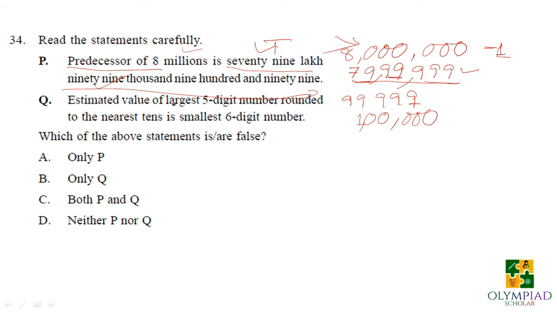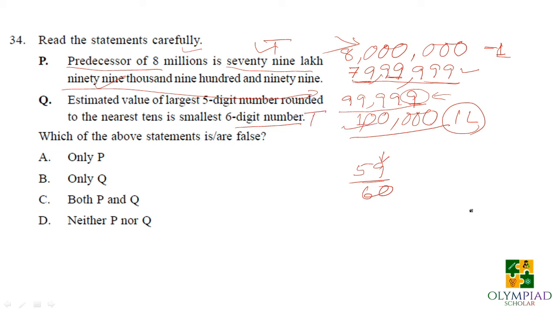So the estimated value of the largest 5-digit number. The largest 5-digit number is this, 99,999, rounded up to the nearest 10. So you have to round it up. If you round up a number like 59 to the nearest 10, it will be 60. Okay. So in this case, if you round it up to the nearest 10, then definitely it will become 1 lakh. Okay. So to the nearest tens, is it the smallest 6-digit number? Yes, 1, 2, 3, 4, 5, 6. Yes, it is the smallest 6-digit number, and it is also true.